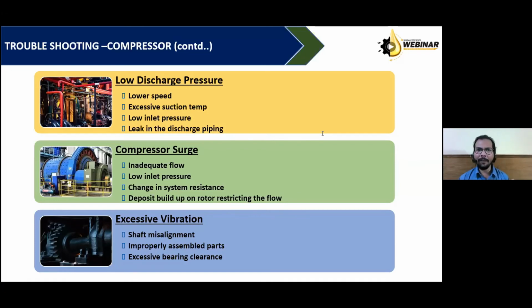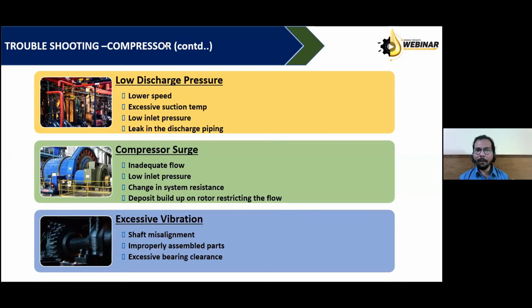Leak in the discharge pipeline is a common maintenance issue, and it is not typically related to the compressor only. Then compressor surge. Surging of a compressor is a nightmare. We have very fine clearances between the screw or vane or compressor blade, fin, and the casing.